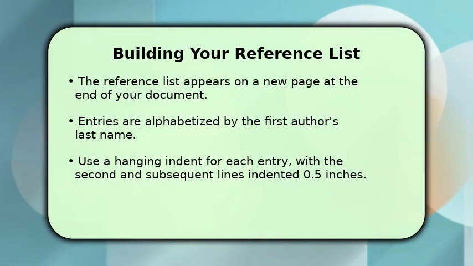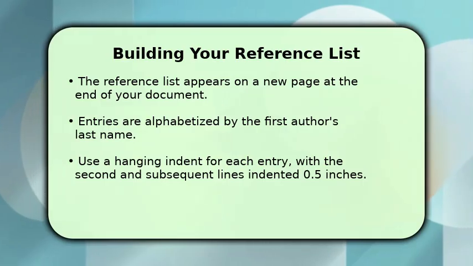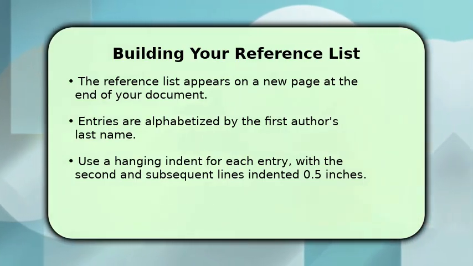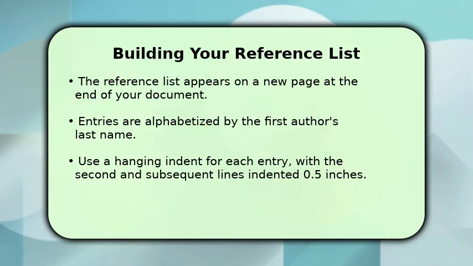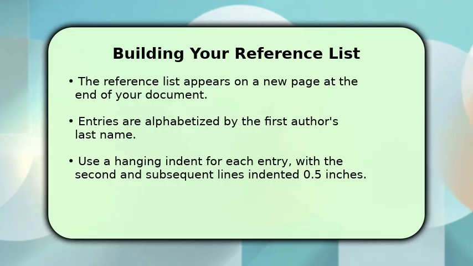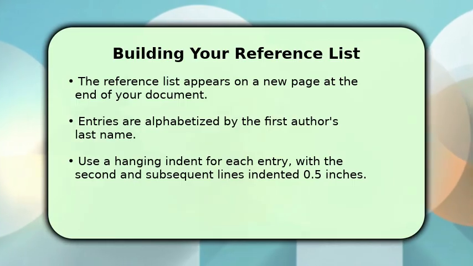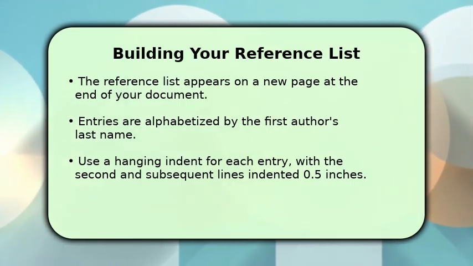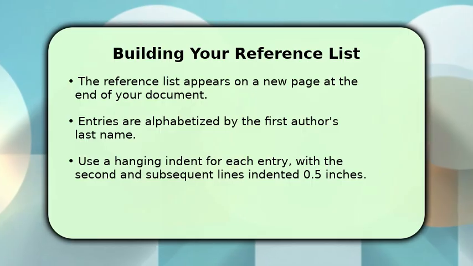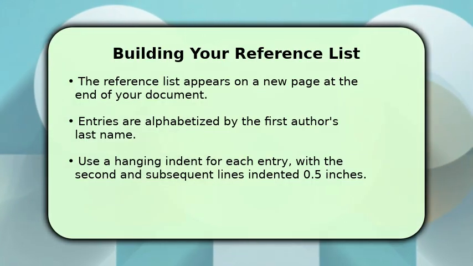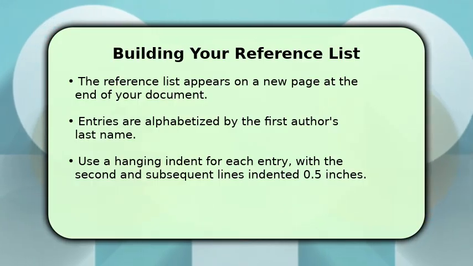Now, let's talk about constructing your reference list. This dedicated section appears on a new page at the very end of your paper. All entries must be alphabetized by the first author's last name, making it easy for readers to find specific sources. A key formatting detail is the hanging indent. The first line of each entry starts at the left margin, while subsequent lines are indented by 0.5 inches. This visual cue helps distinguish individual references.